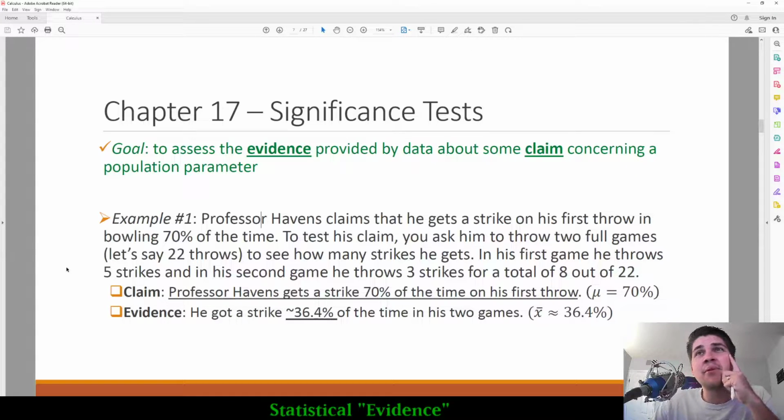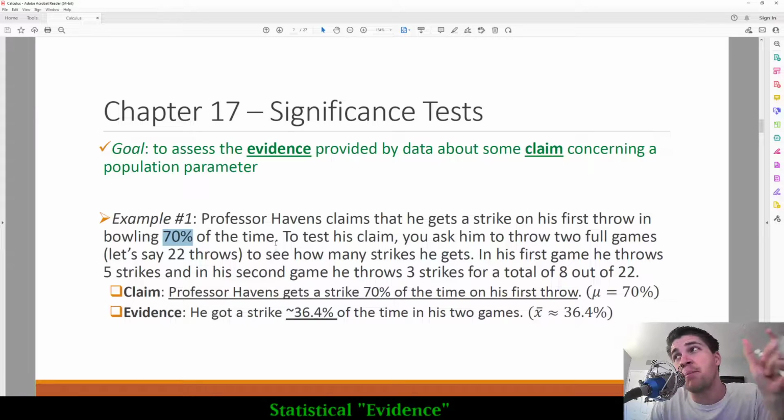So, in this example, let's say you put me to the test. I'm using the term claim carefully, because it is very easy to get mixed up on what the claim must be. And we'll talk about this in a future video on null and alternative hypotheses. But what Professor Havens says is that he has a 70% strike rate. And let's say that you're a little suspicious. You don't think Professor Havens can actually throw a strike 70% of the time, so you want to put him to the test. So your claim would be that Professor Havens' strike rate in bowling is actually less than 70%.